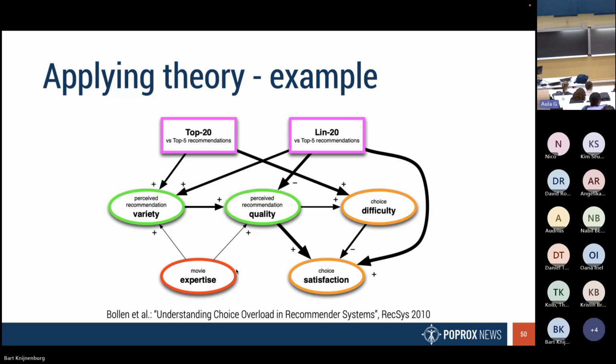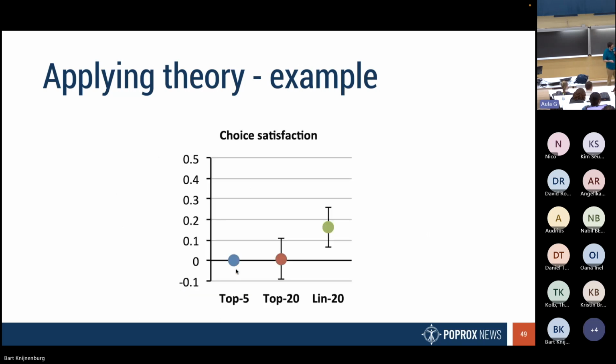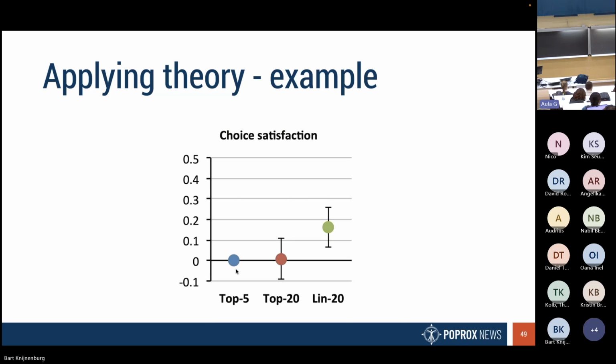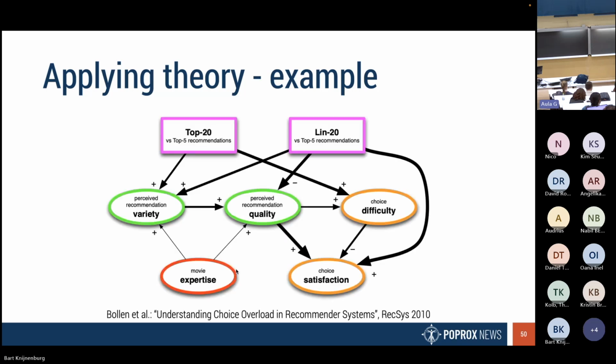So even though the overall result was kind of disappointing, the theory actually shows you that choice overload is happening here. Interesting question: why is this one slightly higher? Well, there's an additional line going here from linear 20 to choice satisfaction. Unfortunately, we did not have good mediator variables to measure here to find out why this is happening.